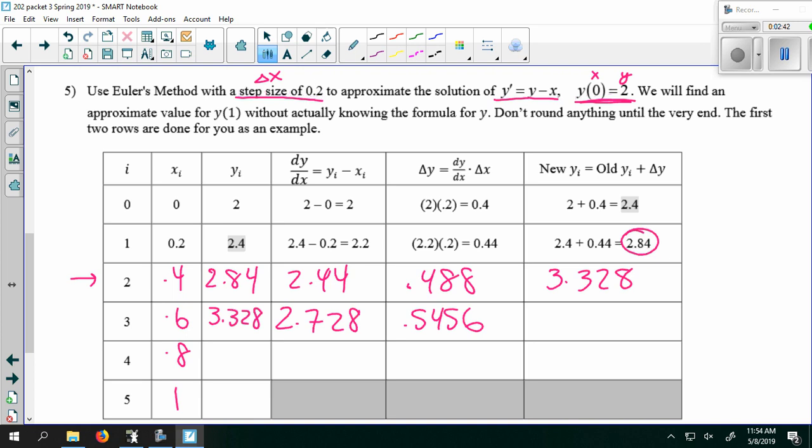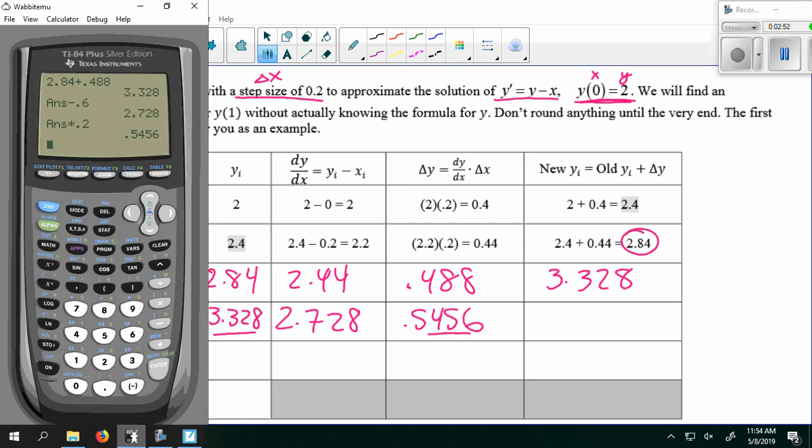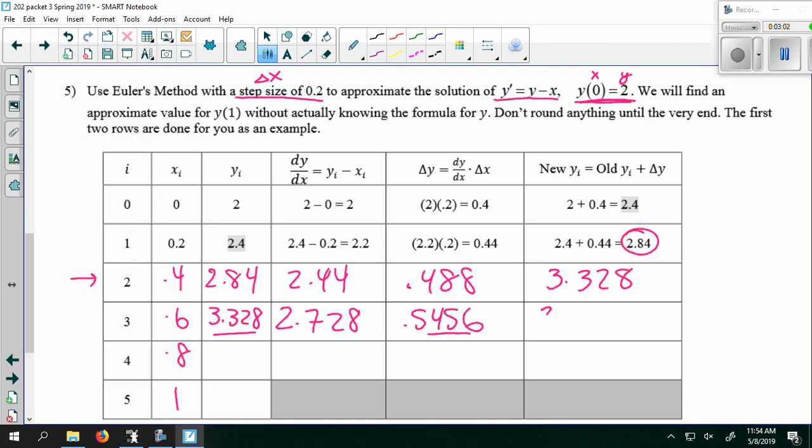And my new y is my old y plus my change in y. So my old y was 3.328. Change in y is 0.5456. So plus 3.328. You'll notice I'm not rounding anything. I'm carrying all my decimals here. And I get 3.8736. And that gets moved down to the next row.